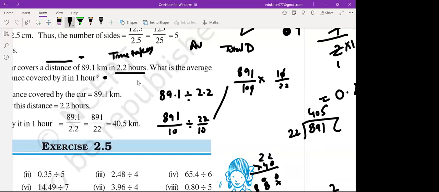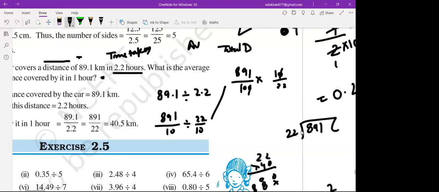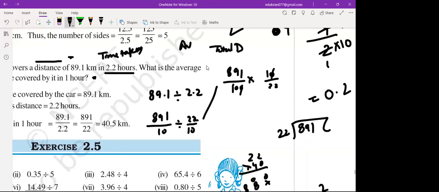See, I am doing it. Have a look. 22 should be multiplied by which number that it will give me 89? Of course there is nothing. 22 4s are 88. 22 multiplied by 4: 4 2s are 8 and 4 2s are 8. So I write 4 here, and I got 88.